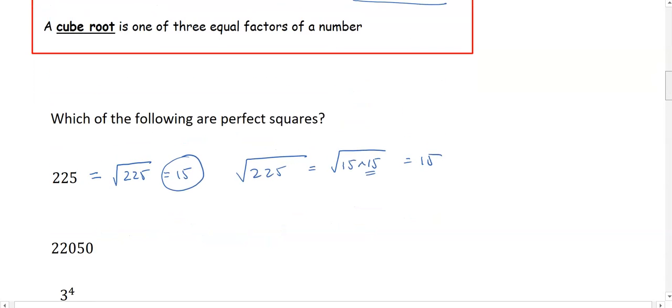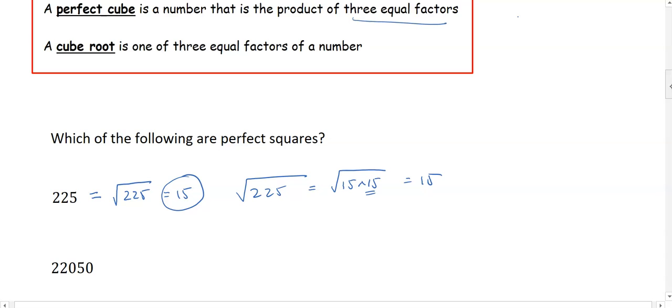Okay? And if I give you another one like this, you just type it into your calculator, 22050, and I would get this. Since I'm getting a decimal, it means that this is not a perfect square. I cannot write 2 whole number factors to create that. So this is not a perfect square, but this one is.